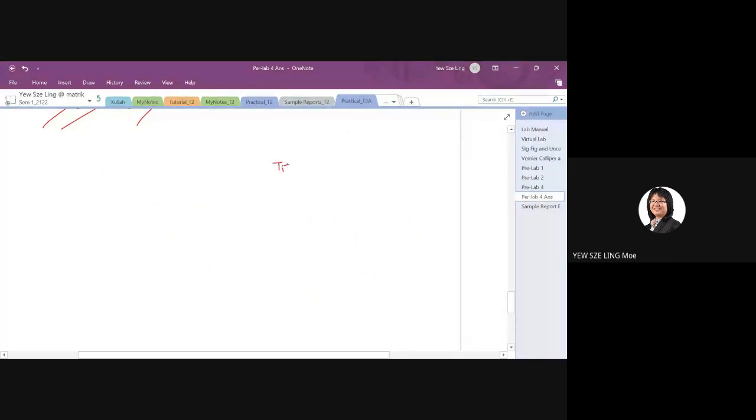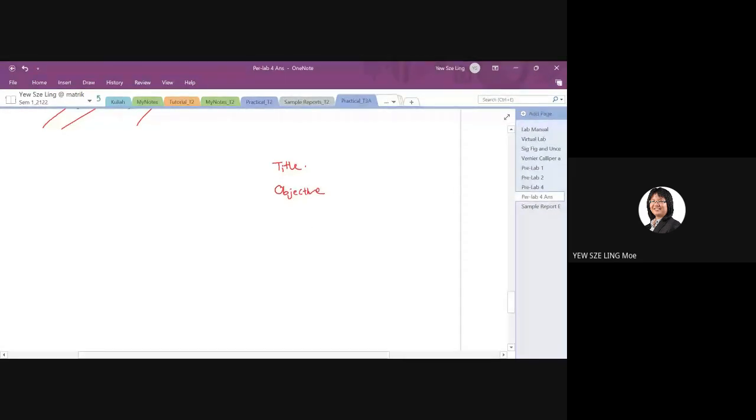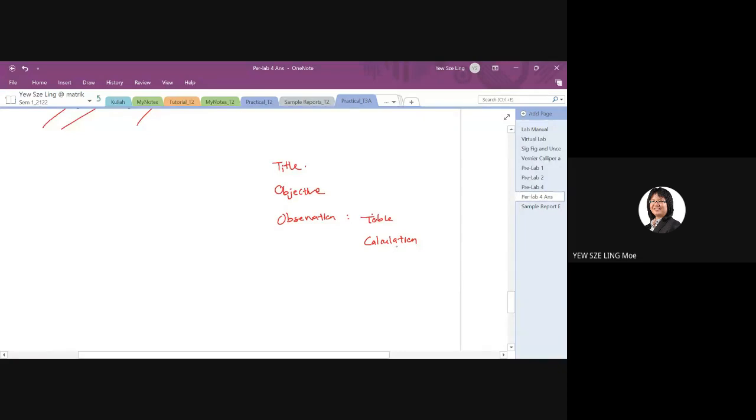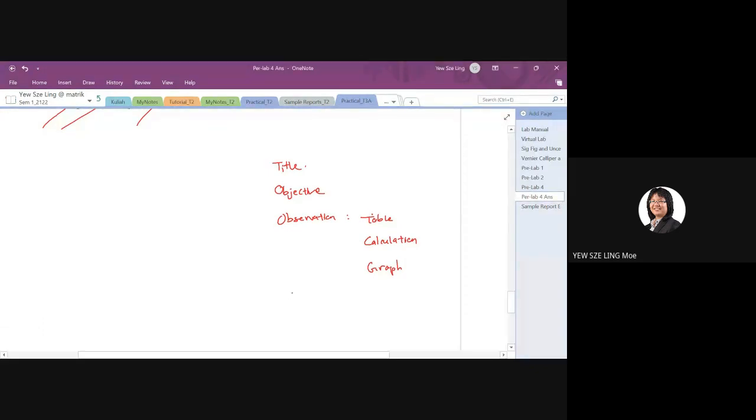You start from a title, and then objective, and then observation. In the observations, of course, you need to have a table. After that, you do the simple calculation, for example the calculations for your centroid, the calculations for the gradient, and so on. And then, of course, you need the graph. So you need these 3 items in your observation.